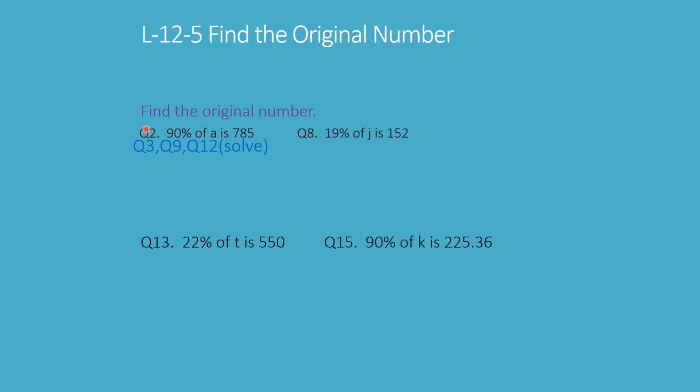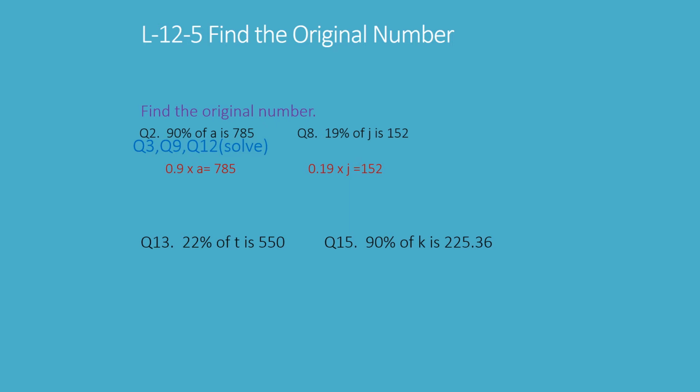Here you can see, find the original number. It is a book question, question numbers 2, 8, 13 and 15. Then how to calculate? You know, convert this 90 by 100, because in percent, "of" means multiply. "A is" means equal to 785. Then you can see how to convert this one.